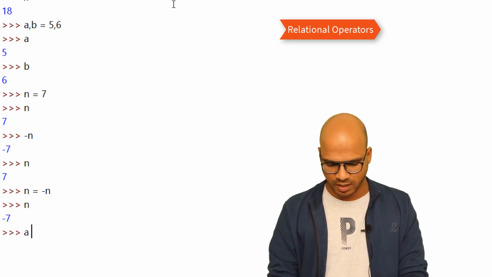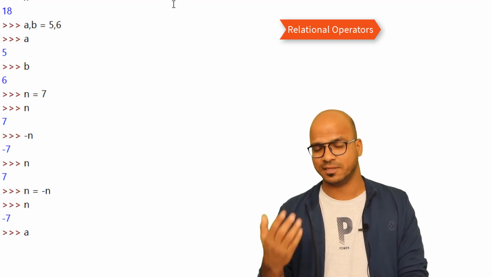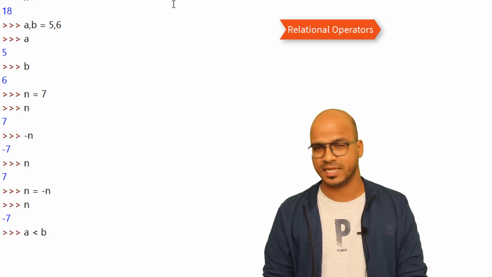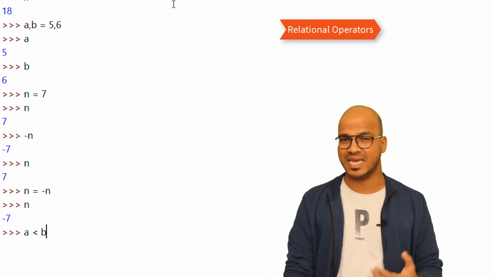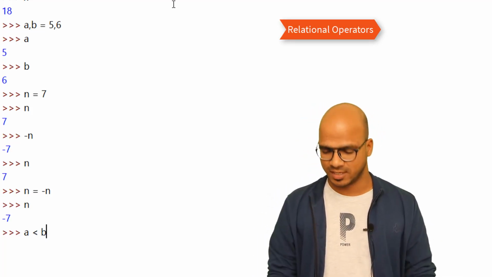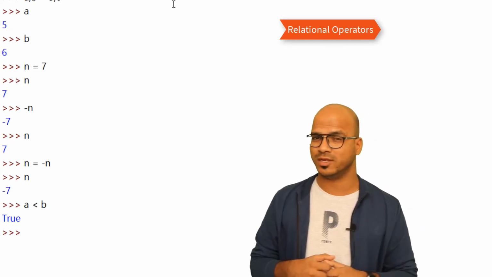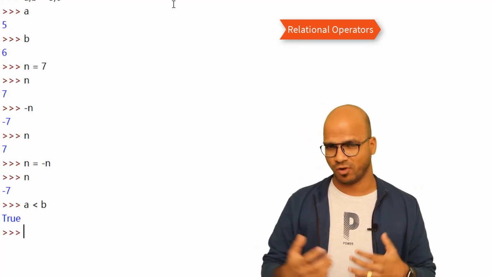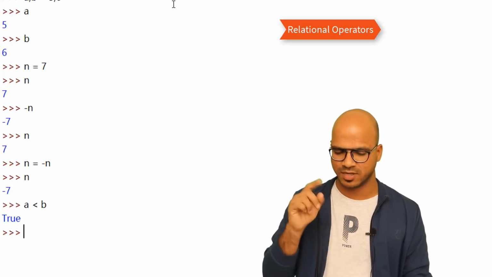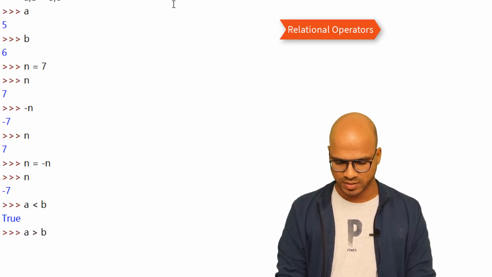So can I do this? I want to check if a is less than b. You can say a is less than b, and the answer is yes, right? Because a is 5 and b is 6. So when I press enter now, it says true. And if you remember, we have done that in Boolean, so it returns true or false. When you use this angular symbol, it's less than. We can also use the greater than symbol.